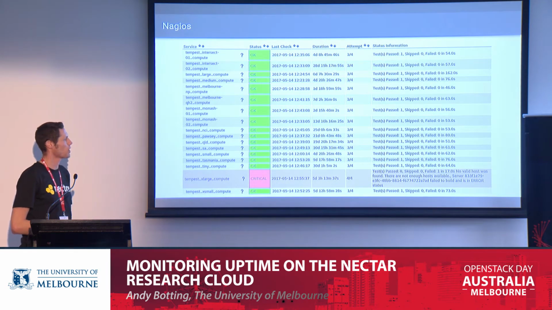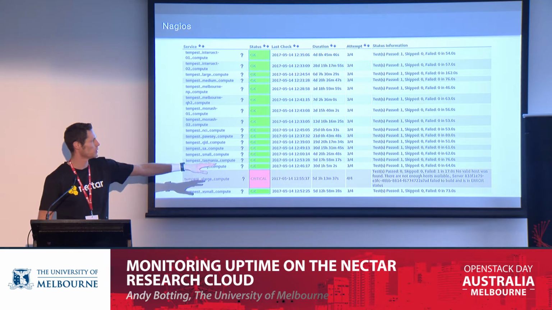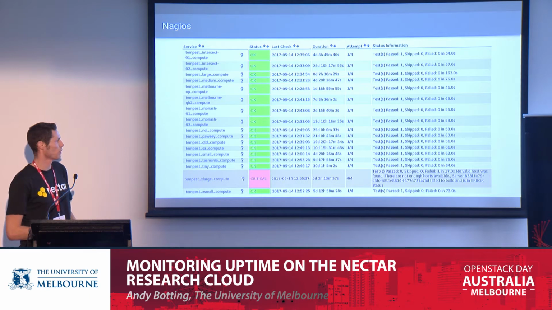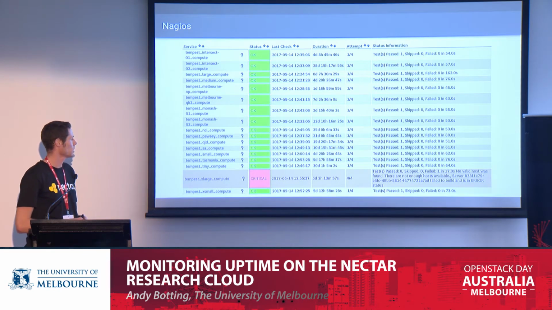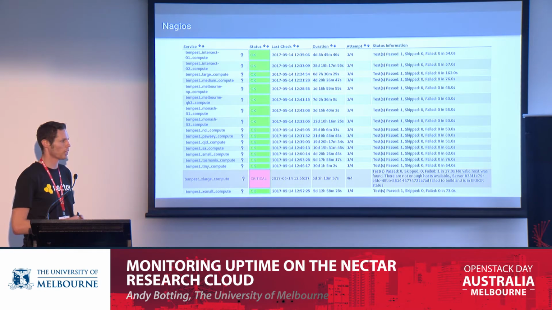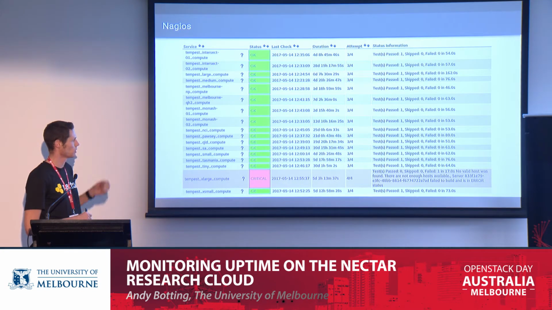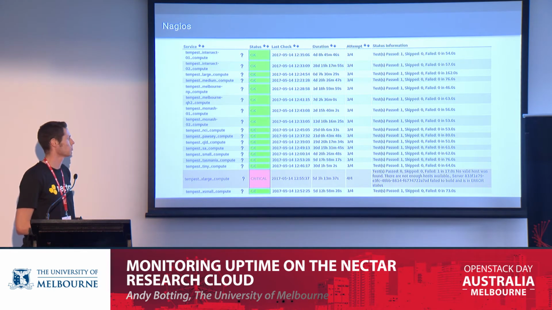This is the Nagios view of the test. You can see for the extra large compute here, on the end there, no valid host was found, not enough hosts available. So the results are being pushed in by NRDP. NRDP passes the result through Nagios, and Nagios will then pull a result into here.